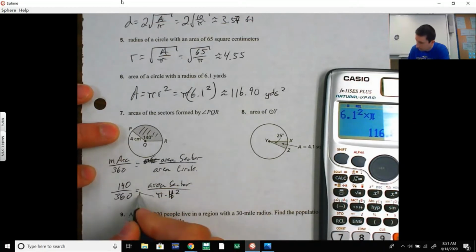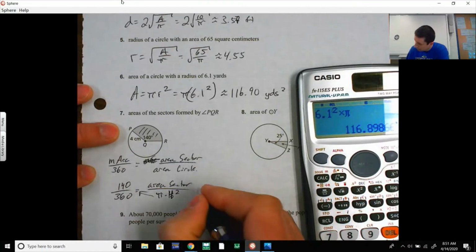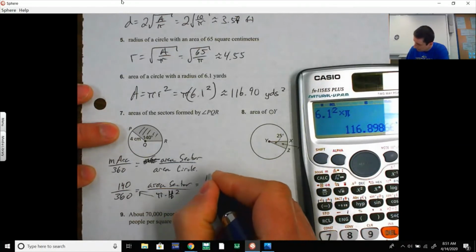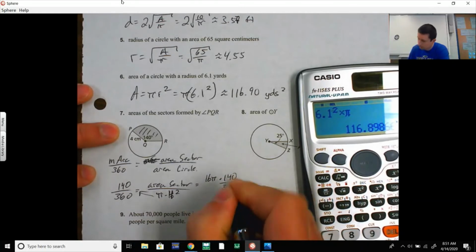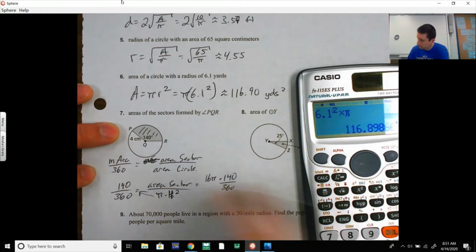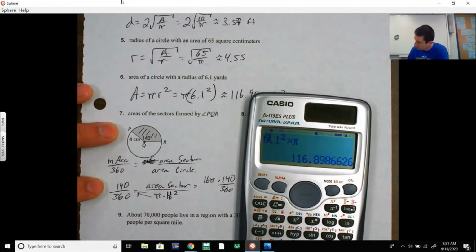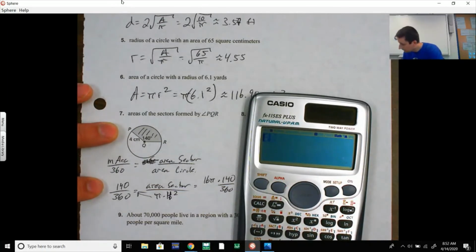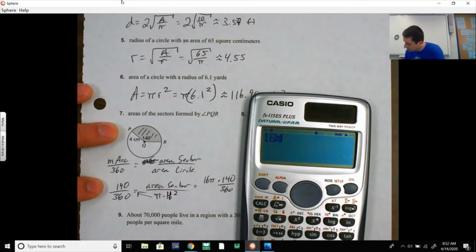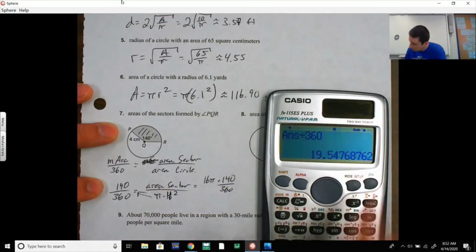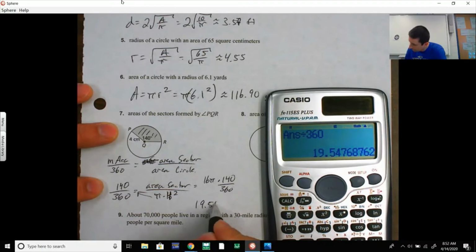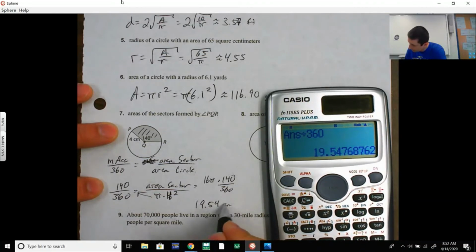So this is going to have to be multiplied over to the other side. So the sector is going to equal 16 pi times 140 divided by 360. You can use the Z method, double pickle, cross multiply and divide, whatever works for you there. So 16 pi times 140, divided by 360, we get 19.54 square centimeters.